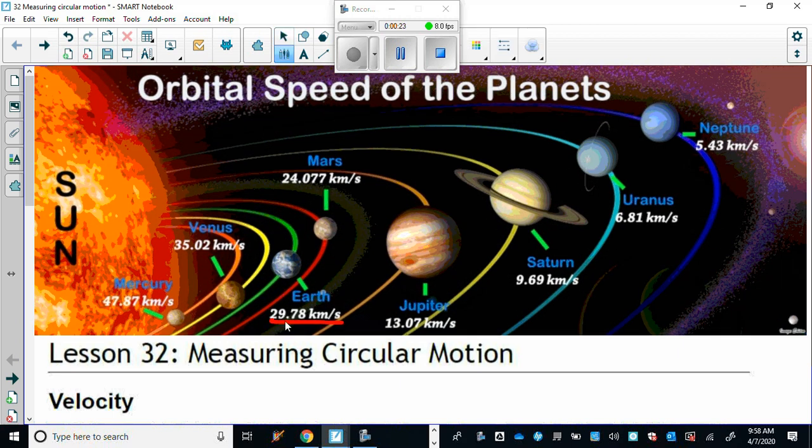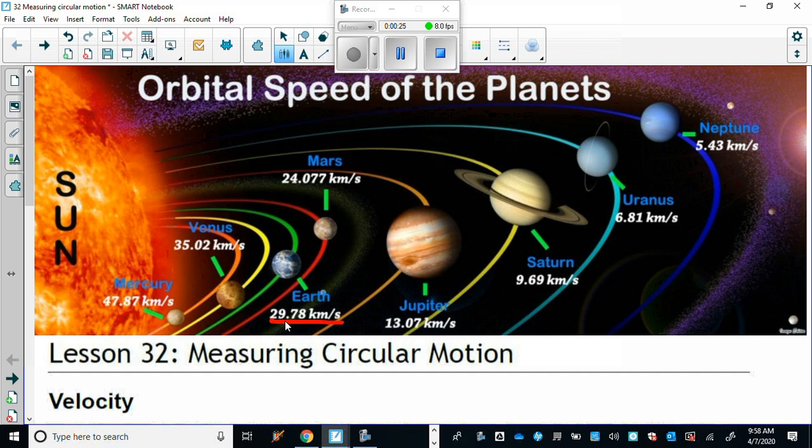And here's the Earth. We are presently moving at about 30 kilometers per second through space. And as you get closer to the sun, because of the gravitational force being so much stronger, the planets get faster. Once you get to the outside, you got poor little Neptune only going at 5.43 kilometers per second.